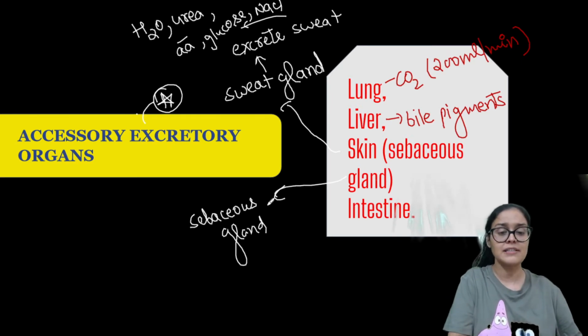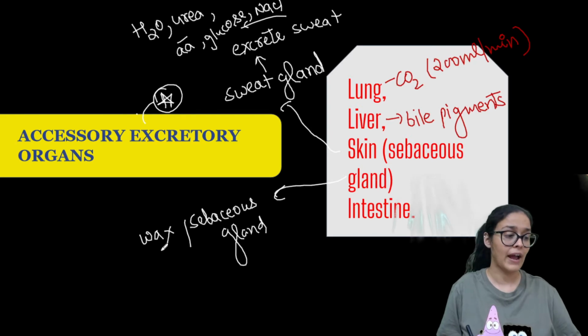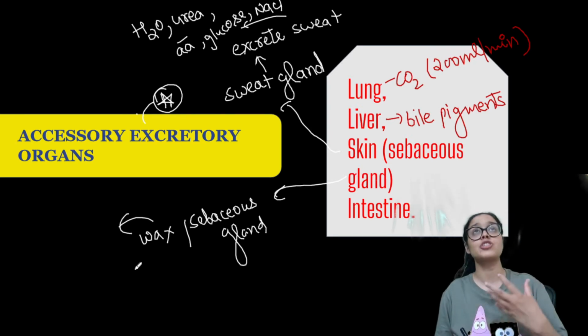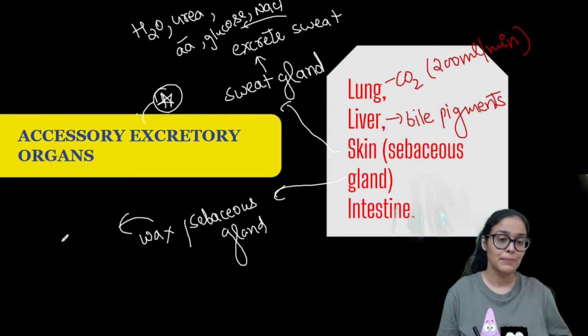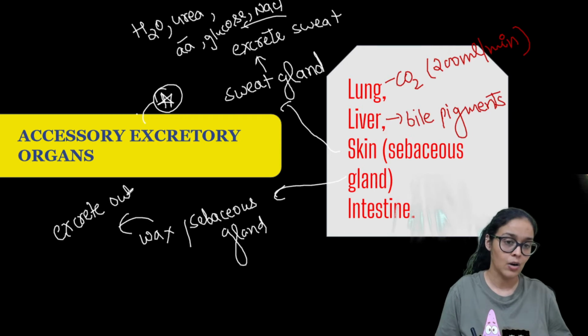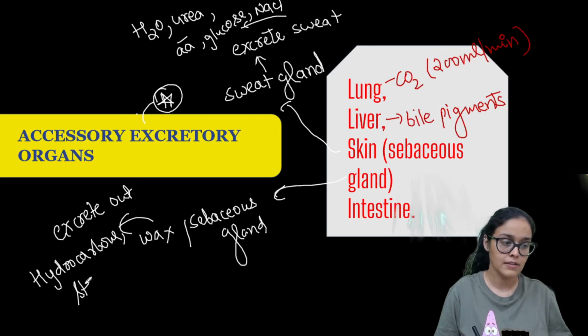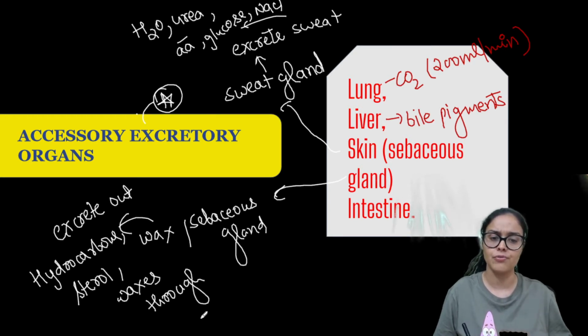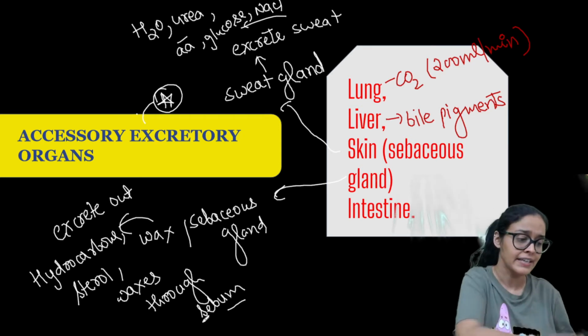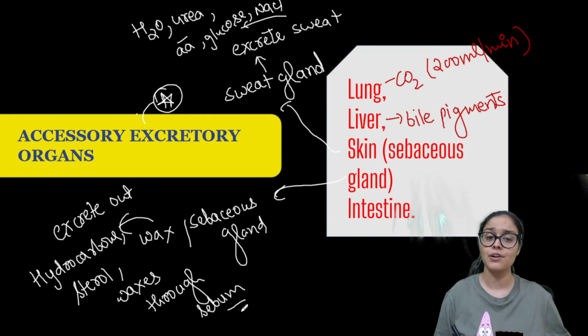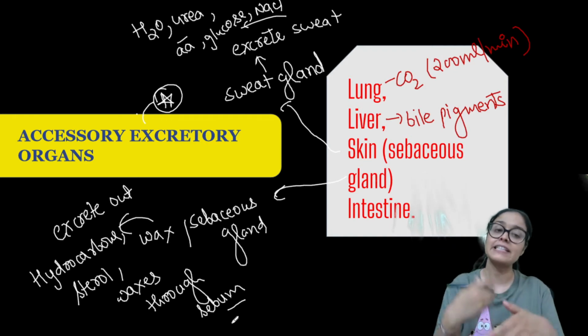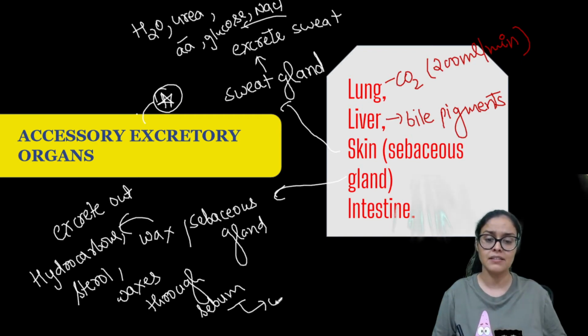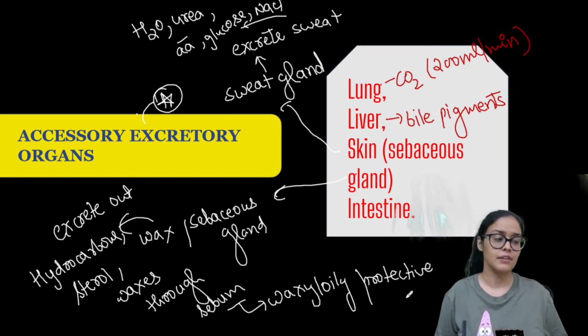And when we talk about the sebaceous gland or wax gland, what is its work? We know the wax gland excretes out a sebaceous or waxy substance, sebum, right? So it will excrete out hydrocarbons, sterols, waxes through sebum. Sebum is the oily or waxy part of the skin, the protective covering of the skin, right? So sebum is nothing but the waxy, oily protective layer of your skin, as simple as that.